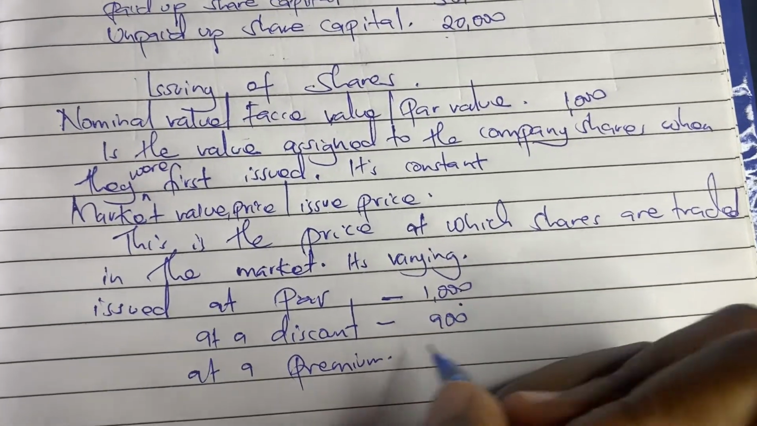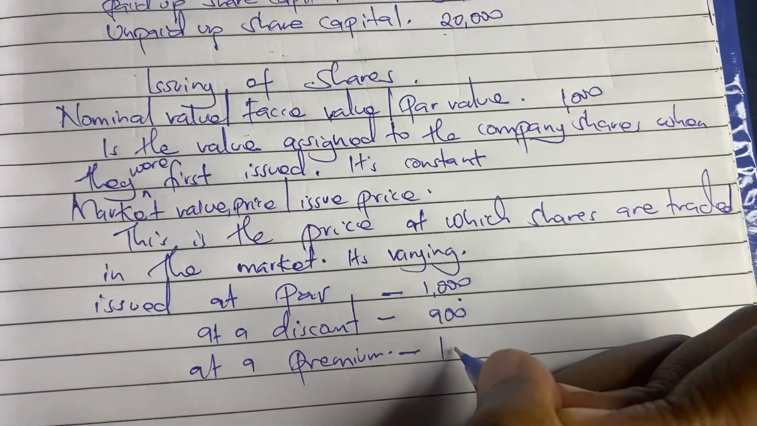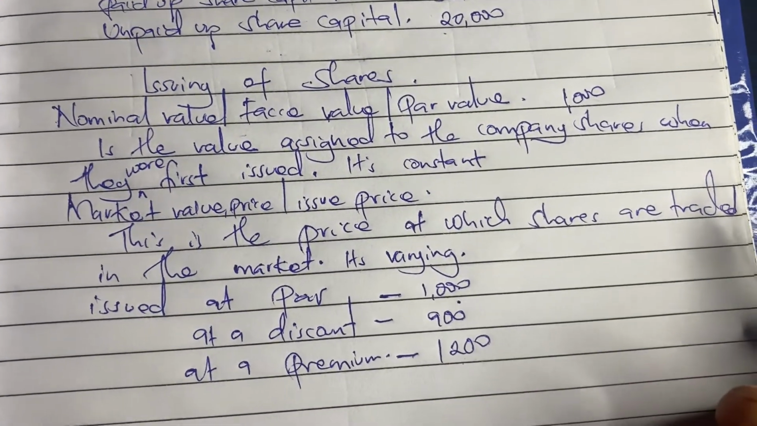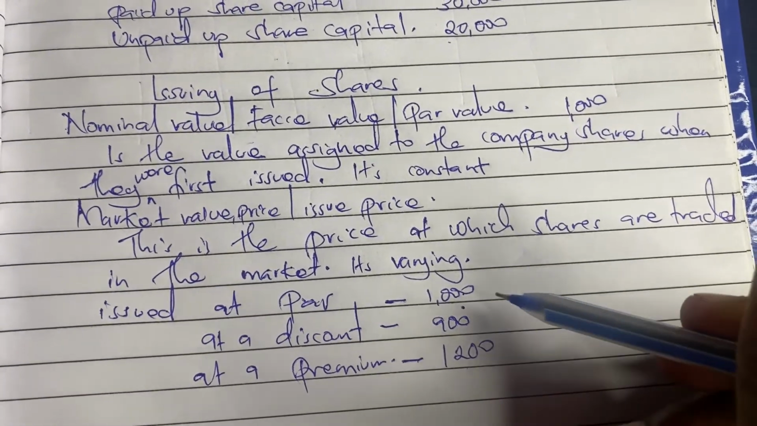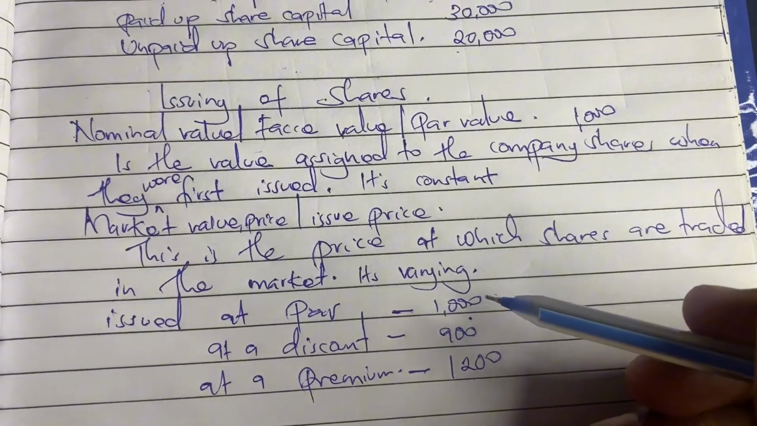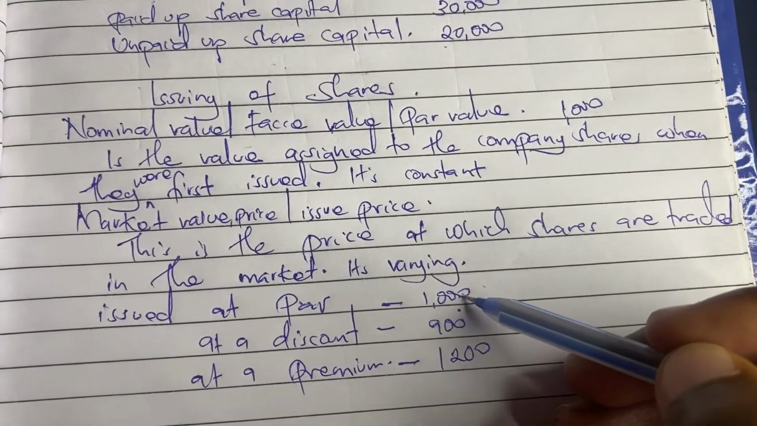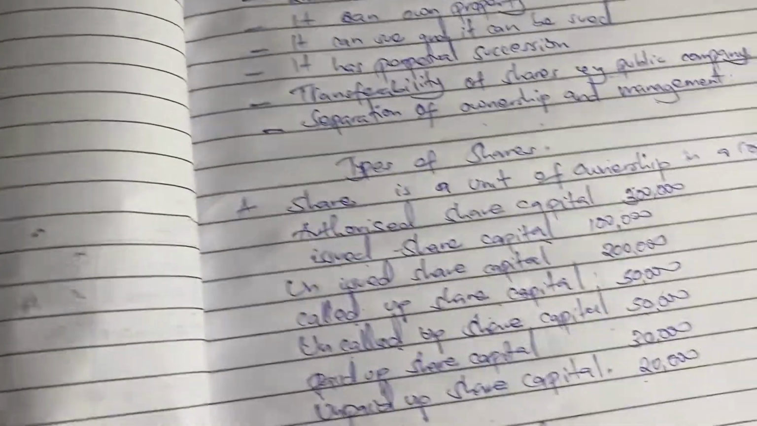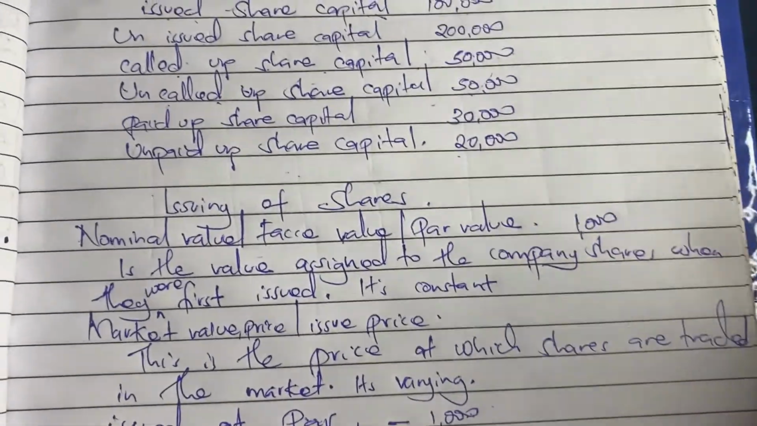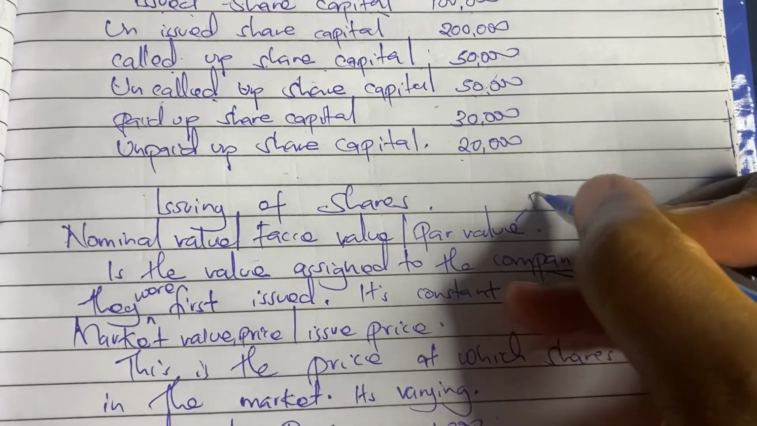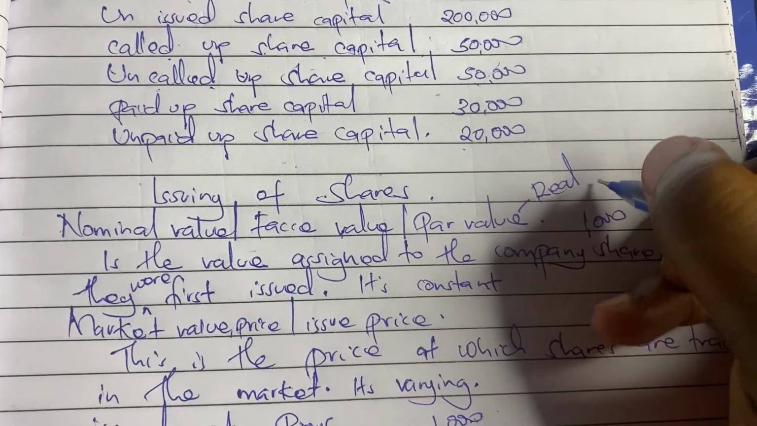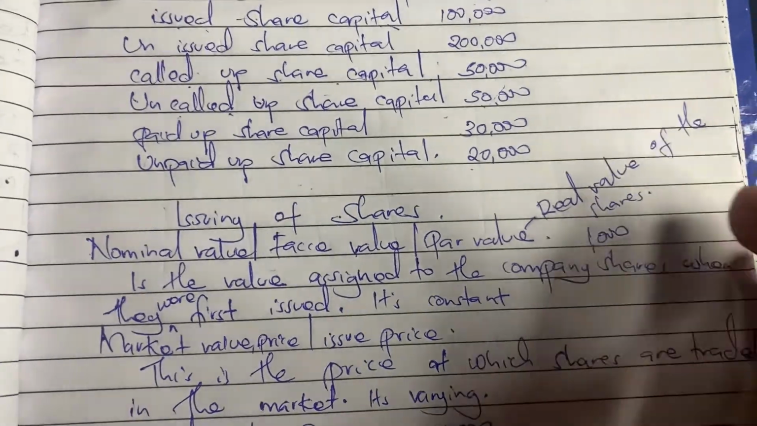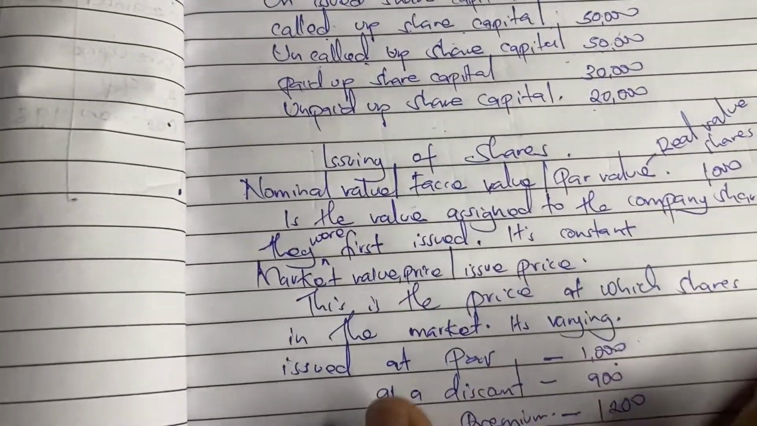They can issue the shares at 1,200. So this 1,200, it's like the market value or the issue price. Even this 900 is the market value or the issue price. Even the 1,000, the market value is the same as the nominal value when the shares are issued at par. So hope you understand that. So nominal value can also be called the real value of the shares. Then the market value is the issue price.